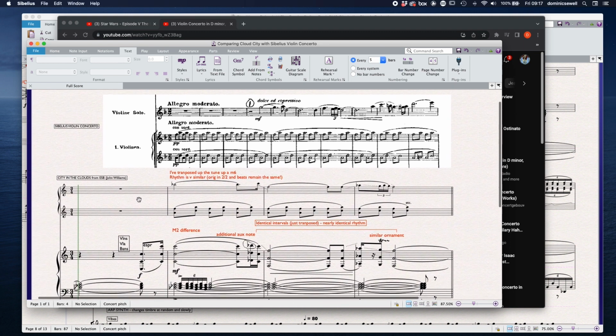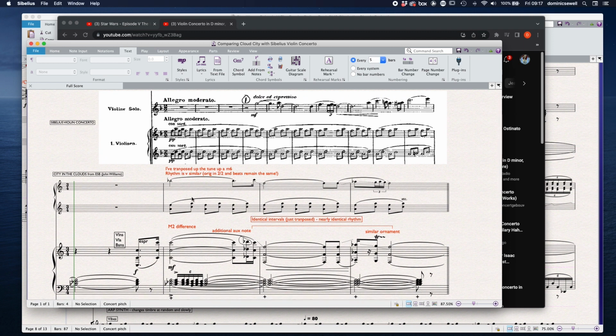So what I did to compare them was to put them side by side and also transpose Sibelius's Violin Concerto up a minor sixth so that the actual pitches were identical. And we can see that they are. The only difference really is the first note is a major second out. So instead of starting on a B flat, John Williams starts on a C. So the difference is a major second and an additional auxiliary note of that D flat. But otherwise, the rhythms are pretty much identical.